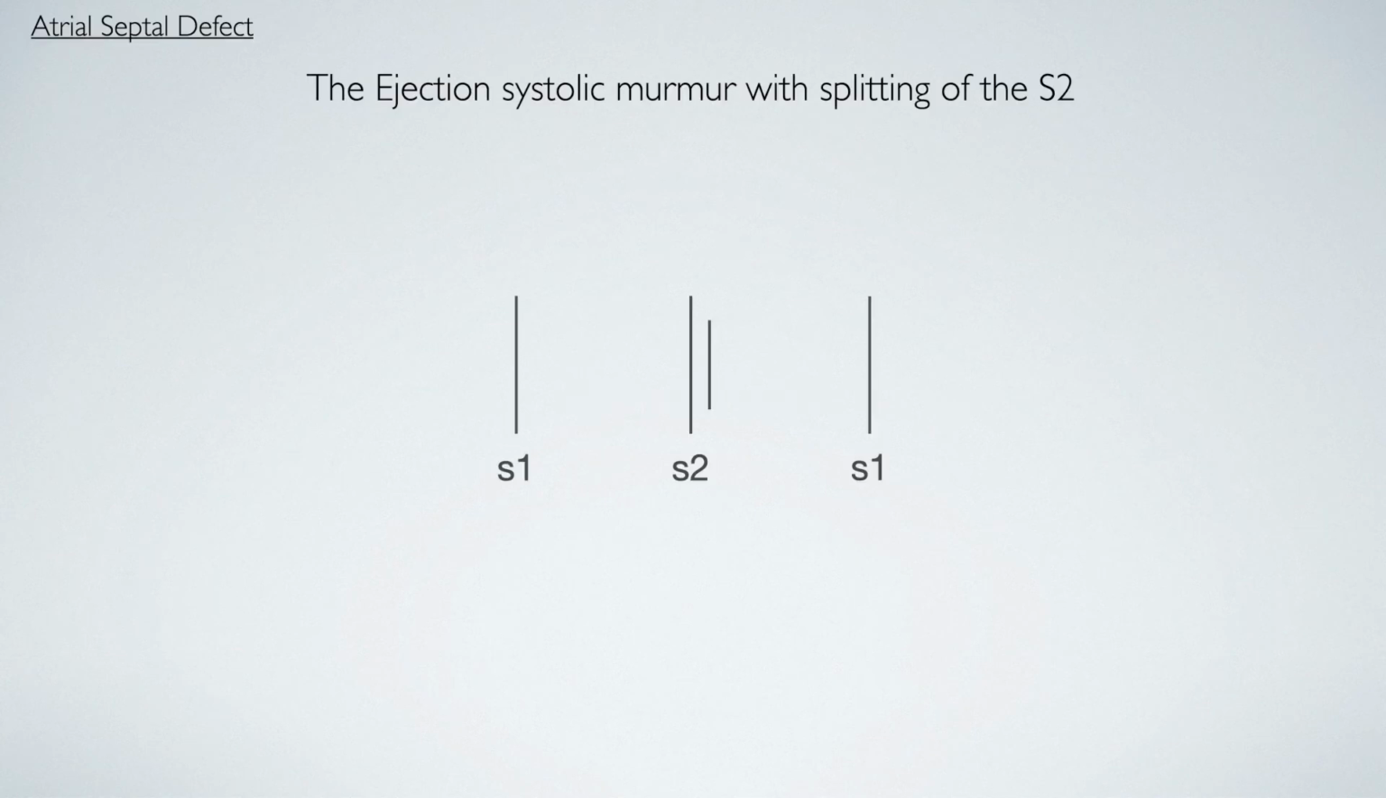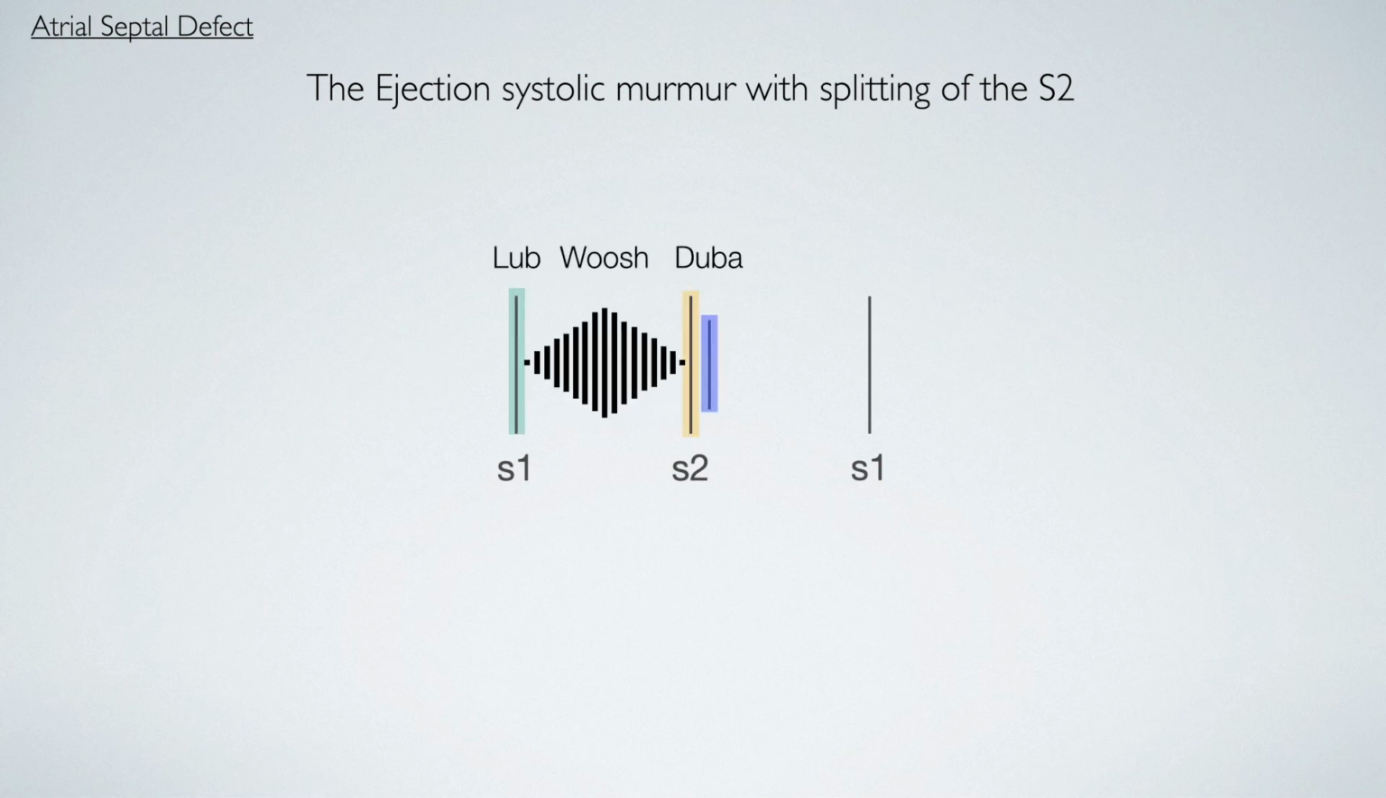Okay, so let's start by reviewing the murmur of atrial septal defect. This presents with an ejection systolic murmur and splitting of the S2 heart sound. This murmur occurs during systole and is a crescendo-decrescendo murmur. To help commit this murmur to memory, you can use the phrase lub, whoosh, dubber. Okay, so let's add in the murmur now so you can appreciate how it sounds.